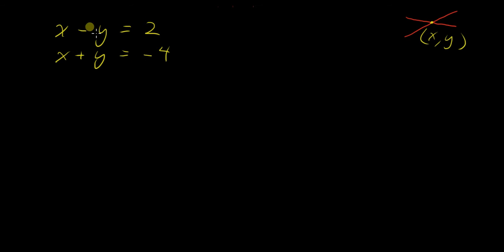Okay, so that's what we're looking for. Whenever you solve a system of equations, you're looking for an ordered pair. You're looking for some XY ordered pair that you could plug into both equations and they would both be true. If only one's true, it is not a solution. They both have to be true.